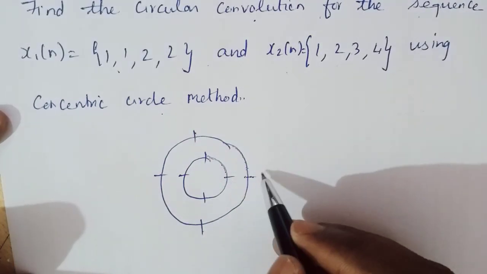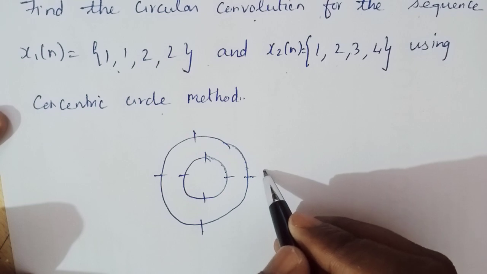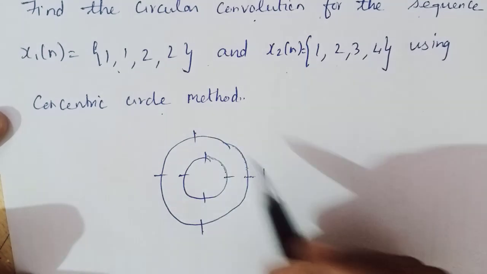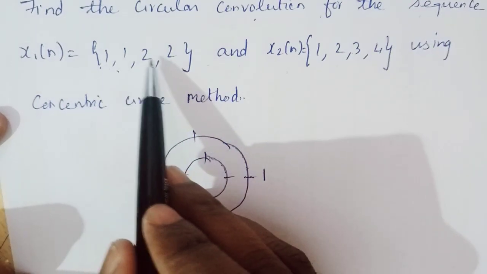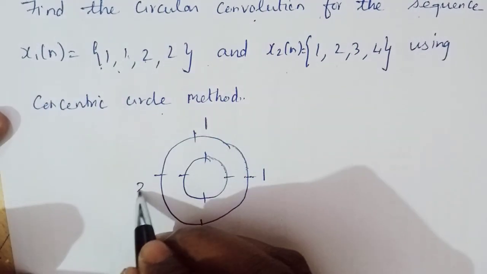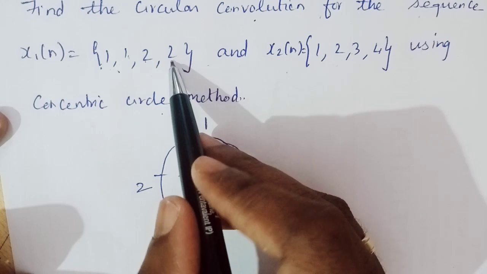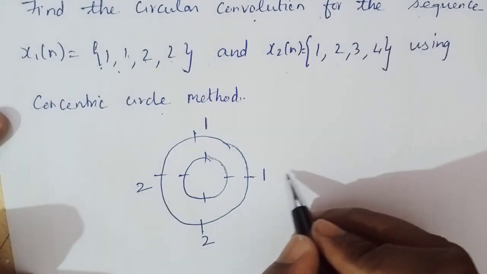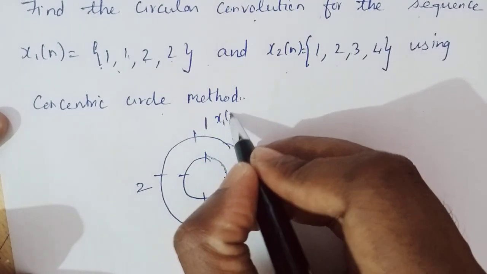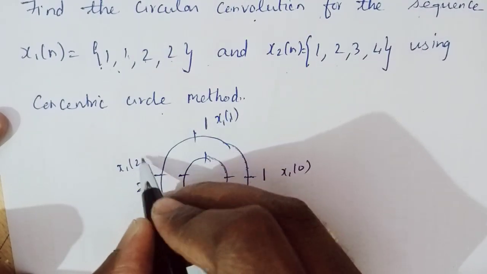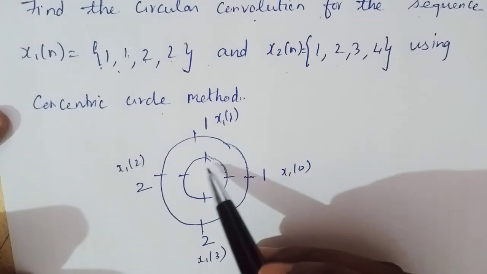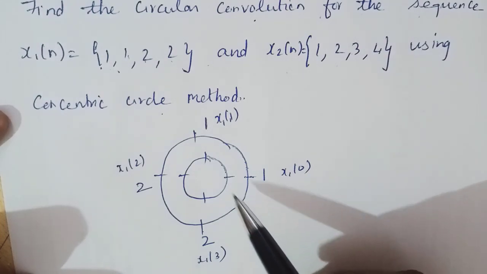Let me plot the points. Here is x1(0), going in the anti-clockwise direction. The value of x1(0) is 1, x1(1) is 1, x1(2) is 2, and x1(3) is 2. So this is x1(0), this is x1(1), this is x1(2), and this is x1(3). This is the first concentric circle, using one input.